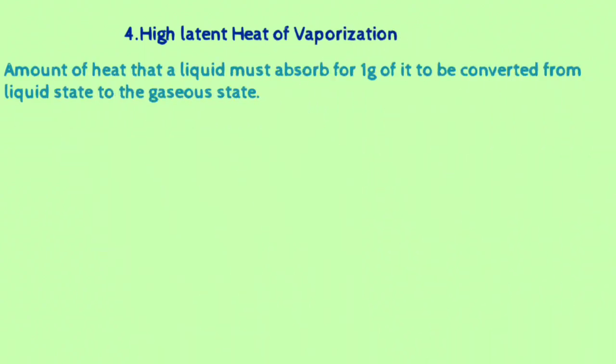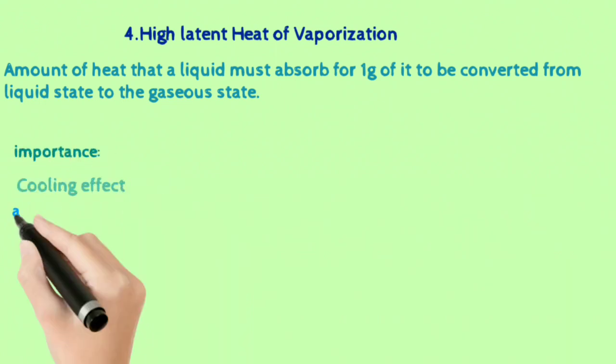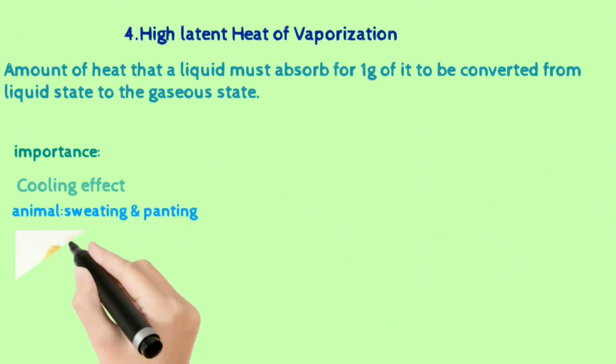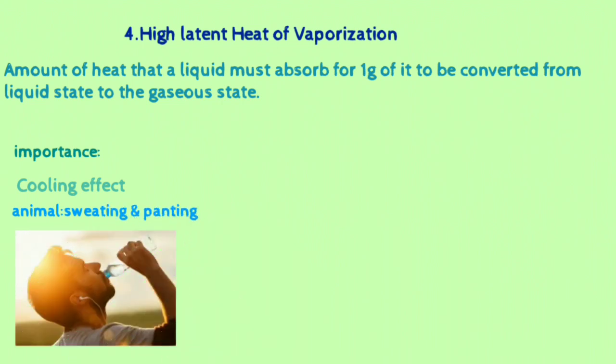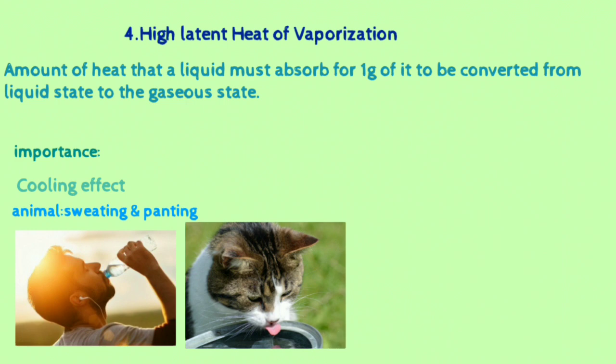4. High latent heat of vaporization. Water has a high latent heat of vaporization. Lots of energy is required to break its hydrogen bonds to change liquid to vapor. The first importance is the cooling effect. Water is the cooling mechanism in animals and plants. Animals will do sweating and panting. Meanwhile, plants will do transpiration.